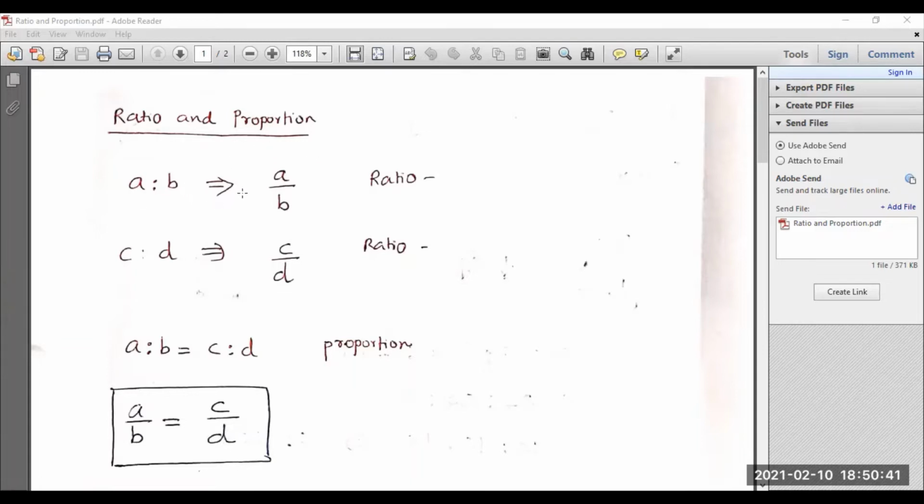Let A and B be two variables. I can write A divided by B, or you can write A is to B. Then you can call A and B are in ratio. So A is to B, that means A by B. This is one of the ratios.